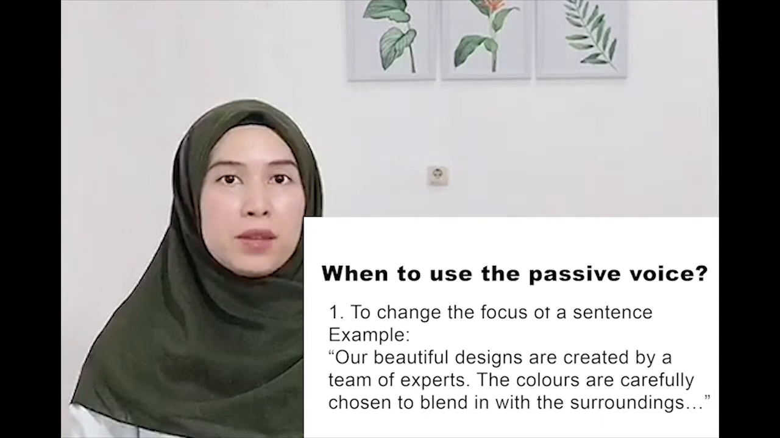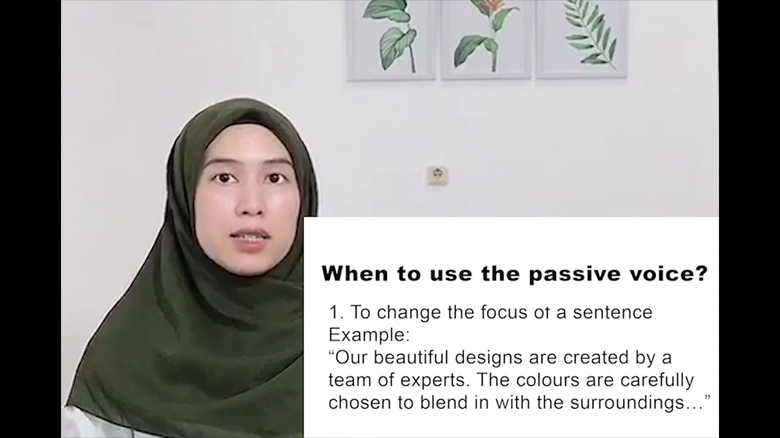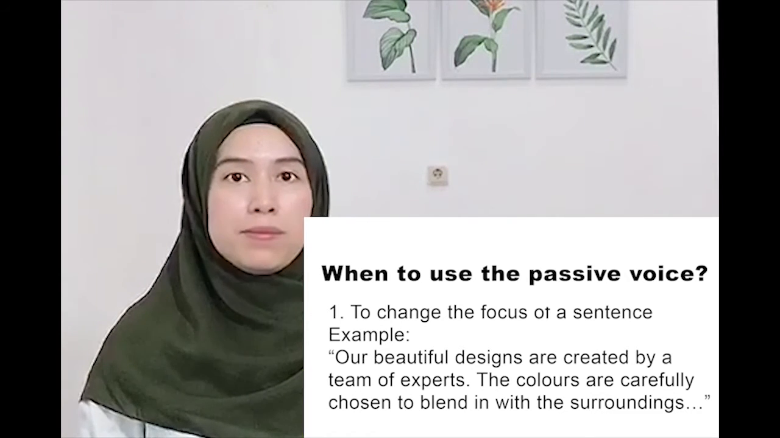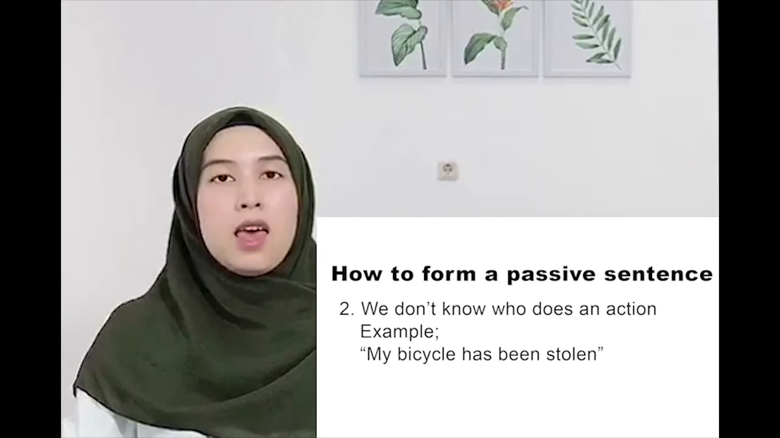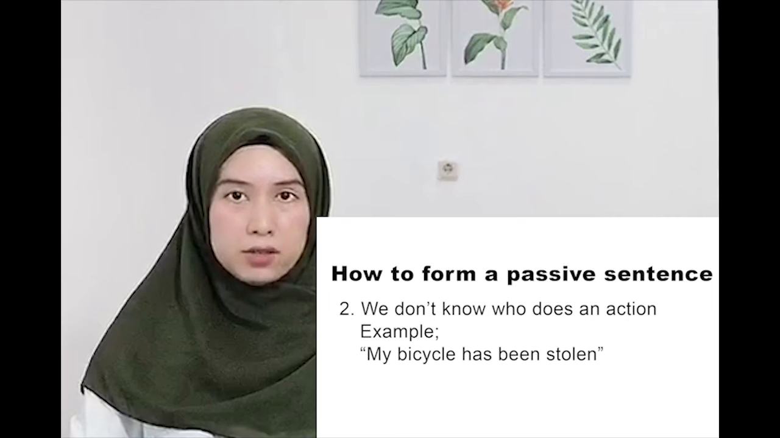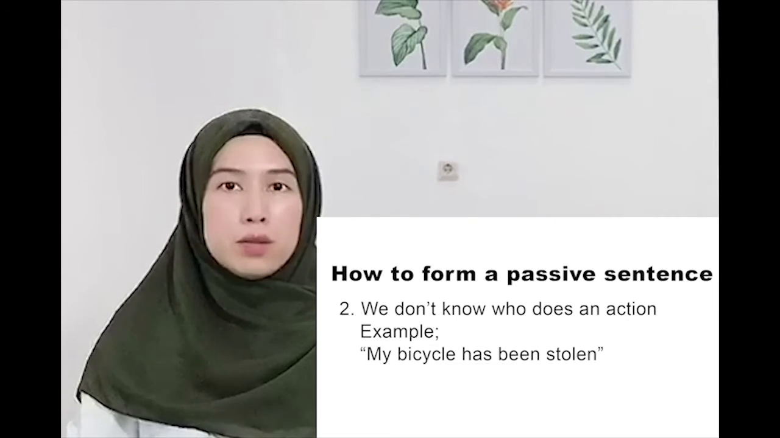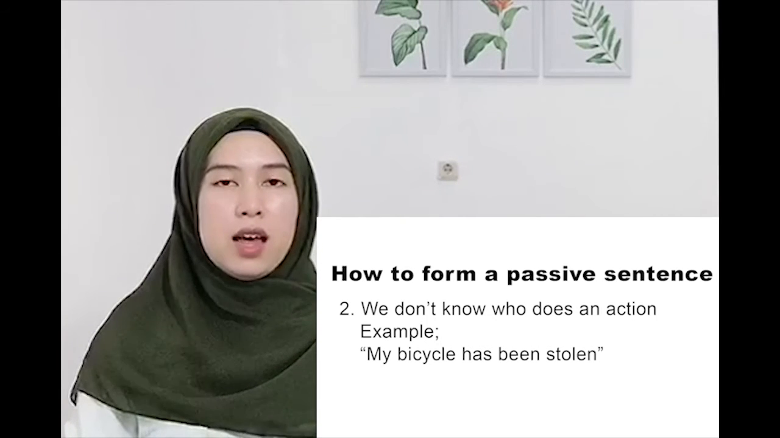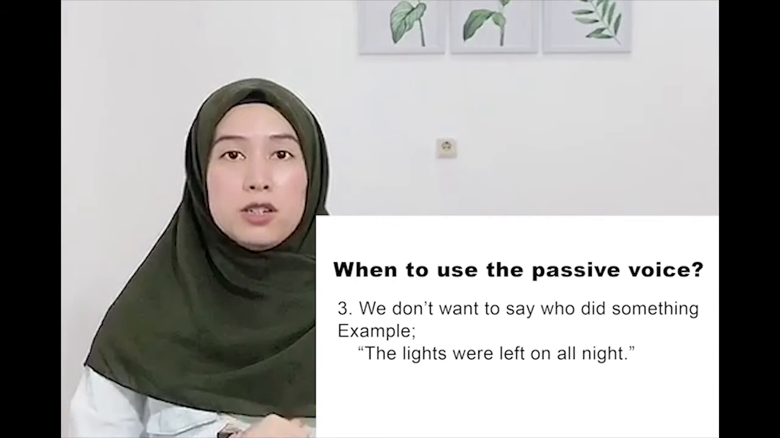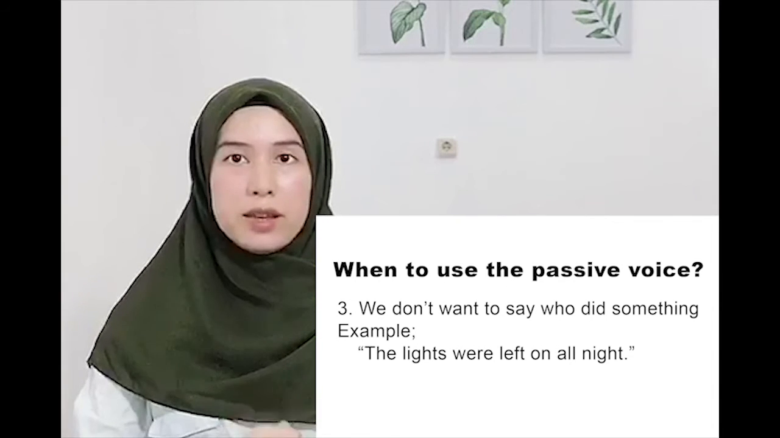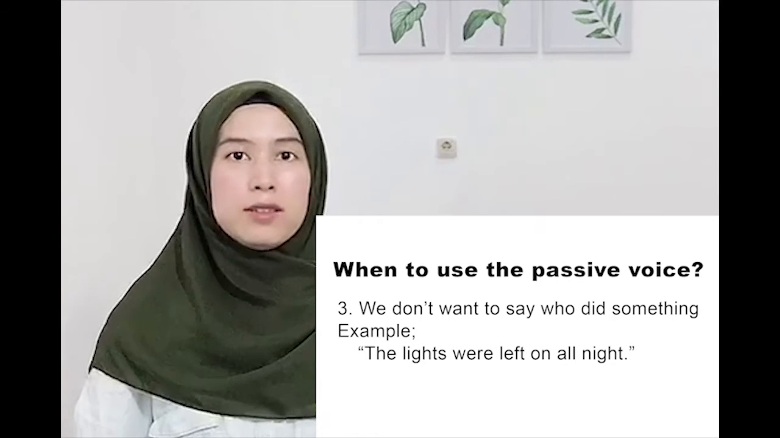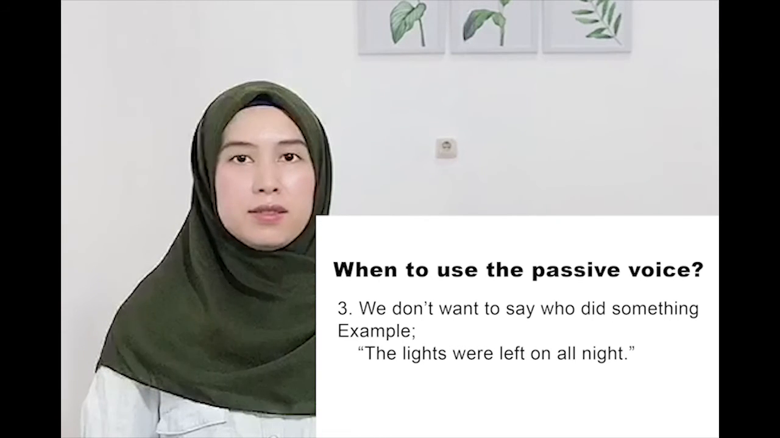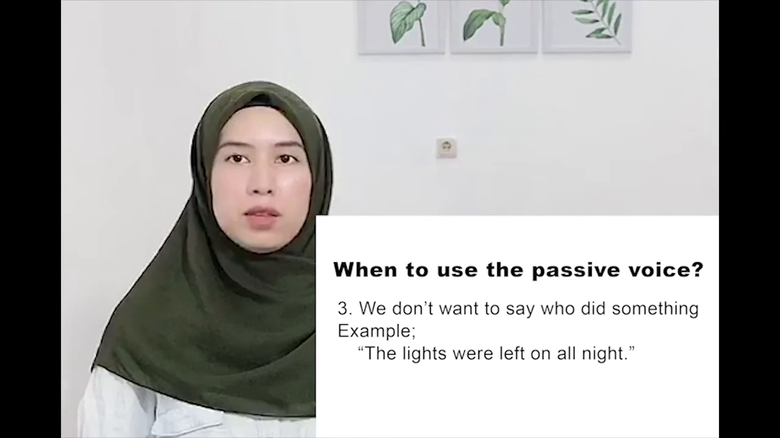For example, in the following sentence, the focus is on beautiful designs and colors, not on who creates or chooses them. Second, if we don't know who does an action. Example sentence: my bicycle has been stolen. I don't know who has stolen it. Third, if we don't want to say who did something. Example sentence: the lights were left on all night. I don't want to say that you left the lights on.